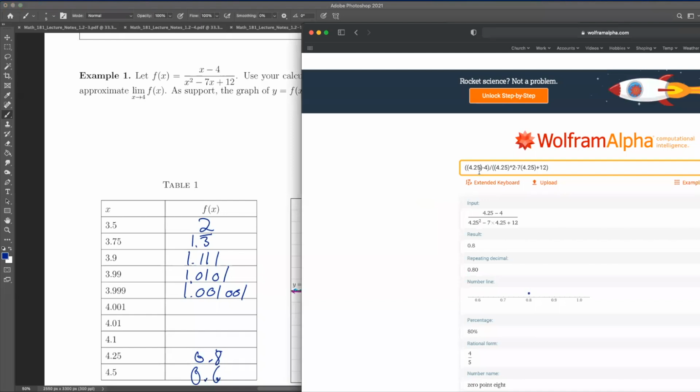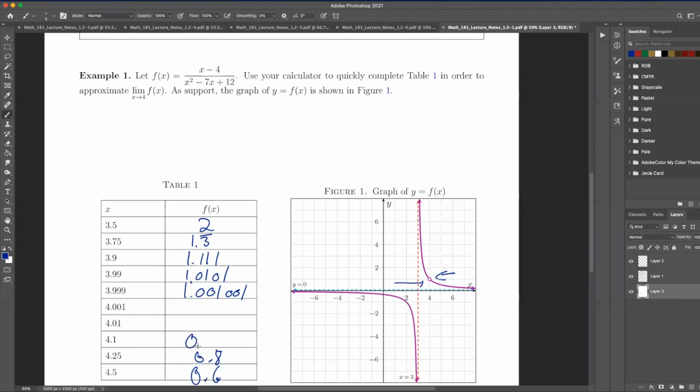Let's just do the last three real quick. We have 4.1, and I get 0.90909. If I do 4.01, I get 0.990099, and if I put in 4.001, I get 0.9990009. So here we get 0.909, here we get 0.990099, and here we get 0.9990009.